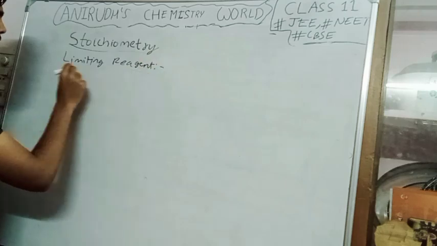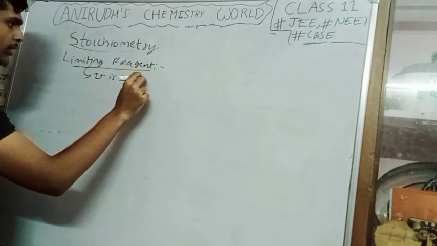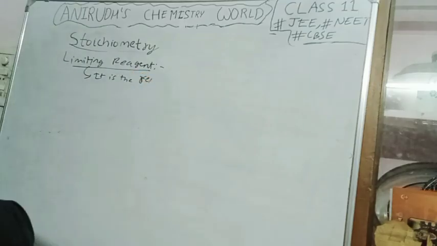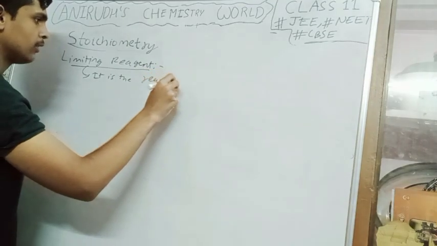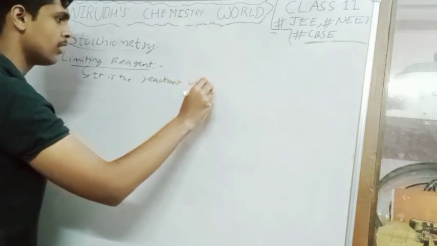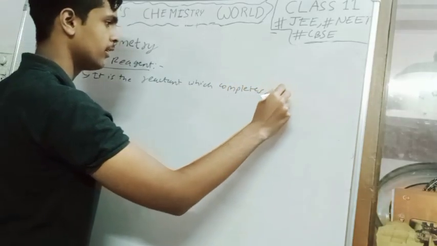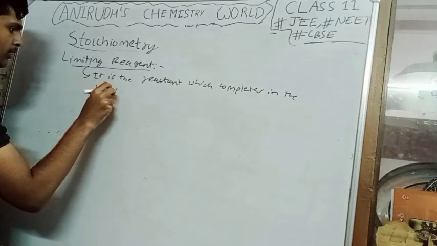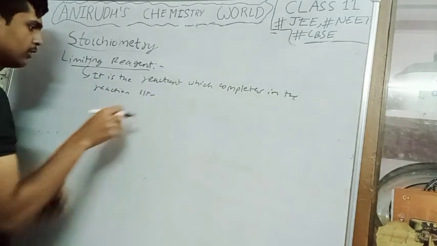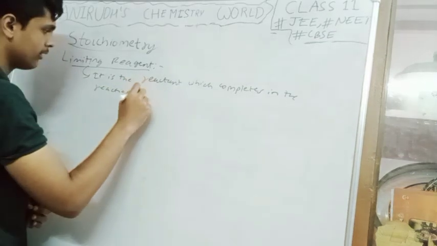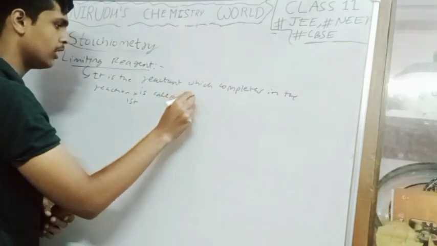What is limiting reagent? It is a reactant which completes in the reaction first. The reactant which completes in the reaction first is called limiting reagent.